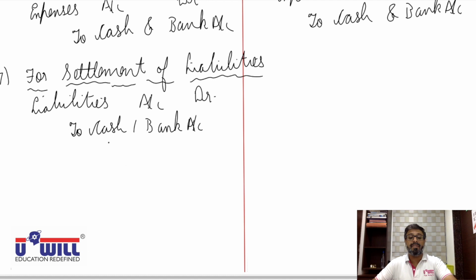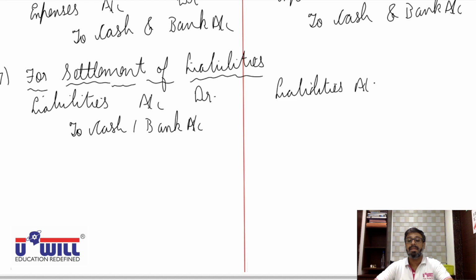So cash and bank would be very rarely there. Okay, so this is just a concept we are writing right now. But in practical questions, the entry will depend on the language of the question. And in both the situations, whether it is merger or purchase, the entry will remain same.